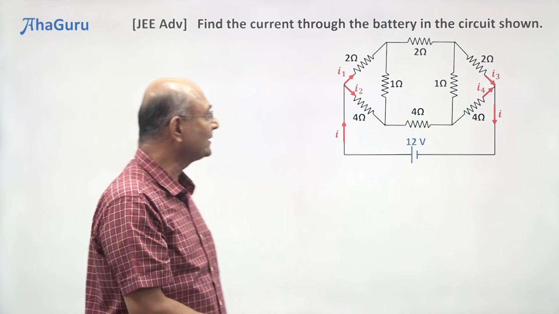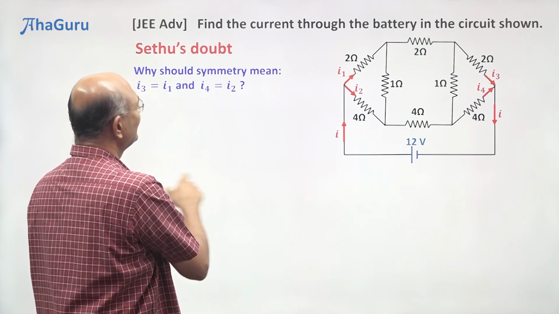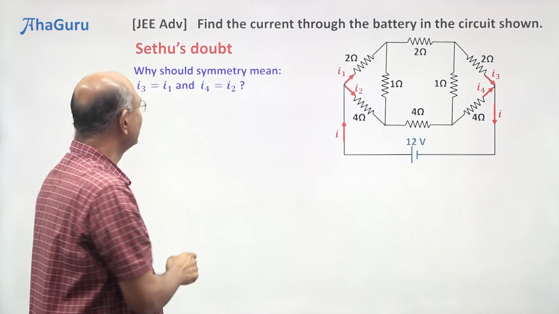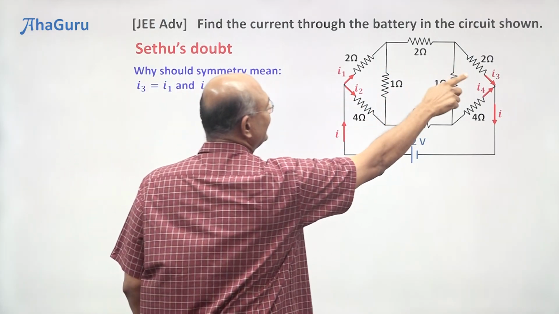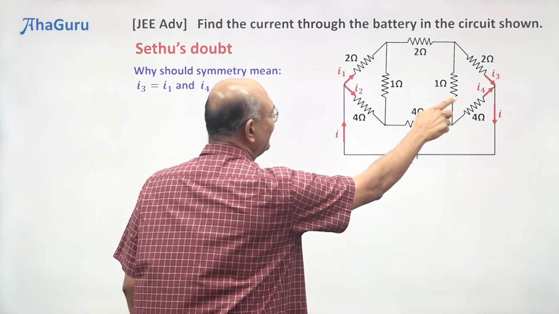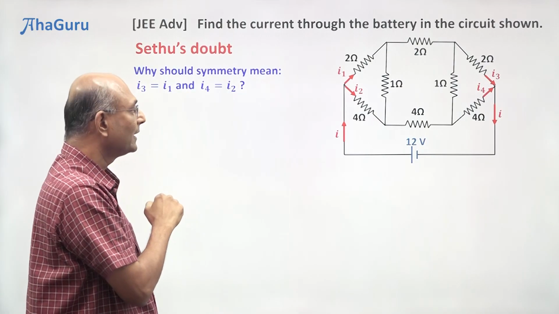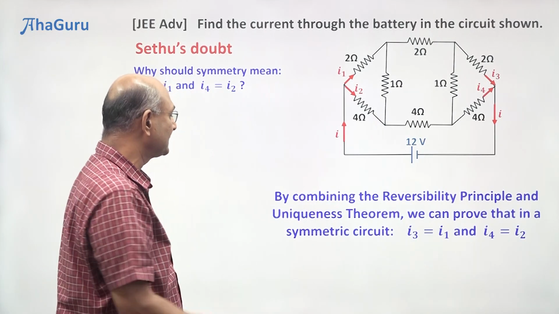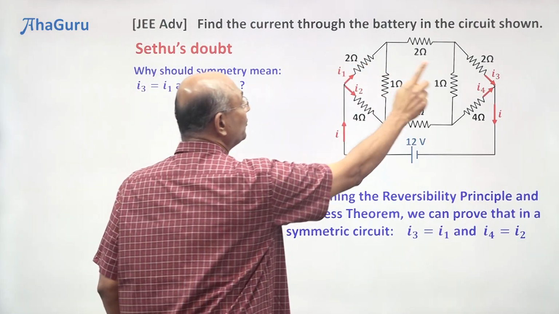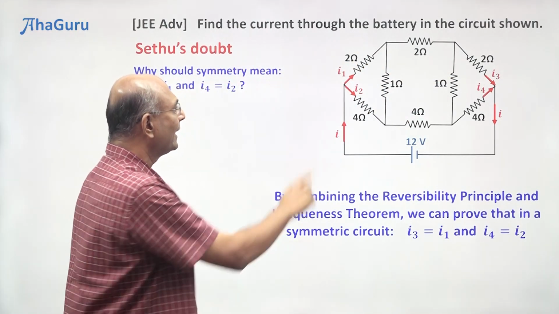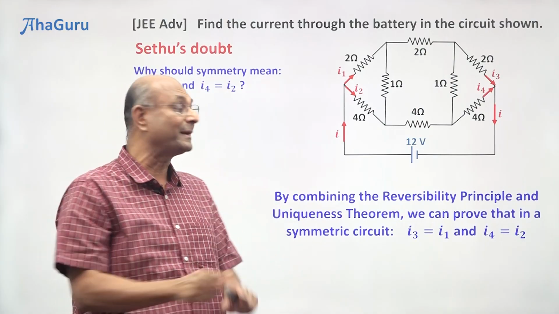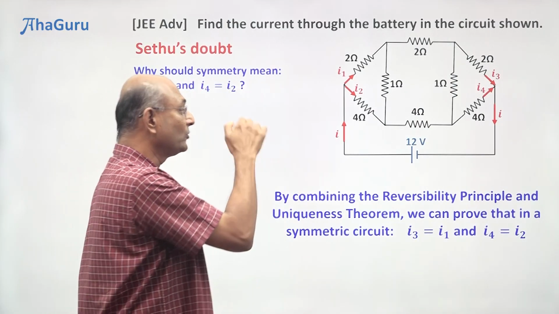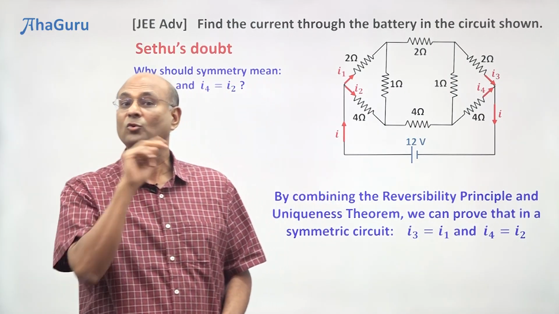Let us now look at Sethu's doubt. Sethu's doubt is, in a symmetric circuit like this, why should we say that I3 must be equal to I1 and I4 must be equal to I2? I'm going to show you how, by combining the reversibility principle and the uniqueness theorem, we can prove that I3 must be equal to I1 and I4 must be equal to I2 for a symmetric circuit. So we're going to use symmetry in combination with these two principles.